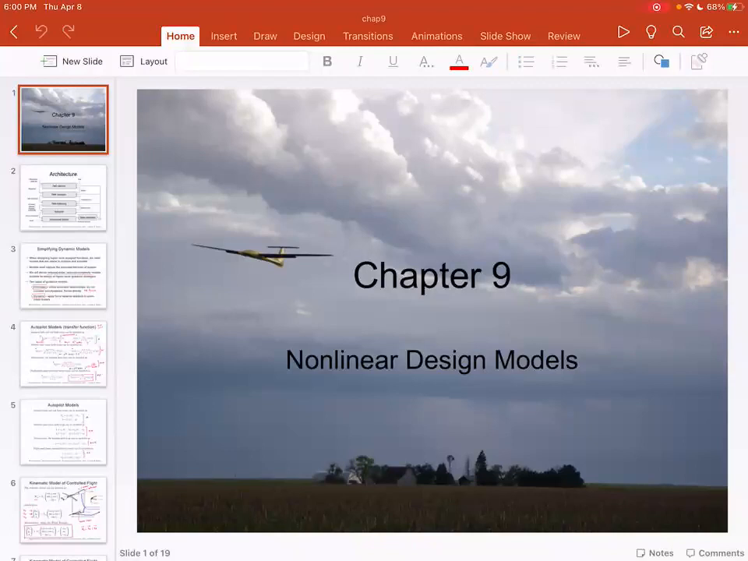So I just want to share one good news. We have completed so far 9 chapters. And we have 2 more weeks, so 4 more classes. So I think we should be able to finish chapters 10, 11 and 12. So pretty much we will finish the entire textbook. So that is the good news.